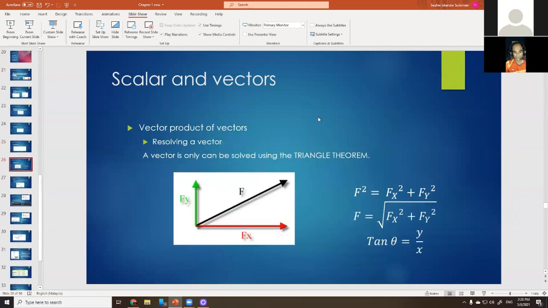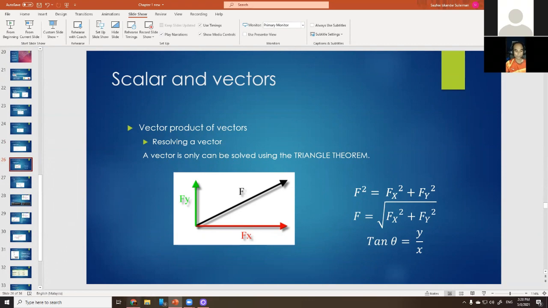Vector product. Okay, resolving a vector. If we have a vector, resolving is when from one vector you want to separate it into Fx and Fy.